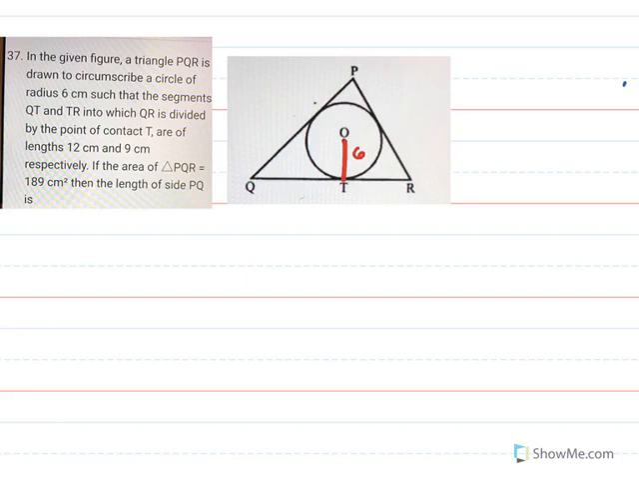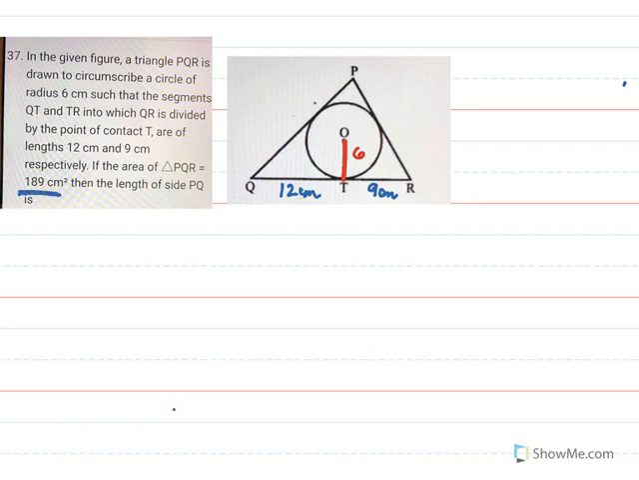Such that the segments QT and TR, into which QR is divided by the point of contact T, are 12 and 9, which means now I will take this as 12 centimeters and this is 9 centimeters. If the area of the triangle PQR is 189, find the length of PQ.